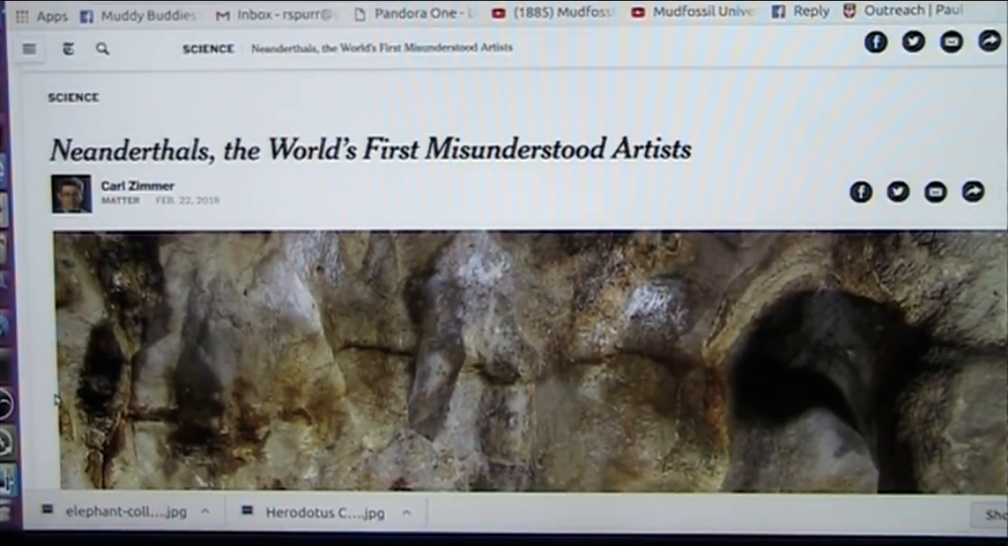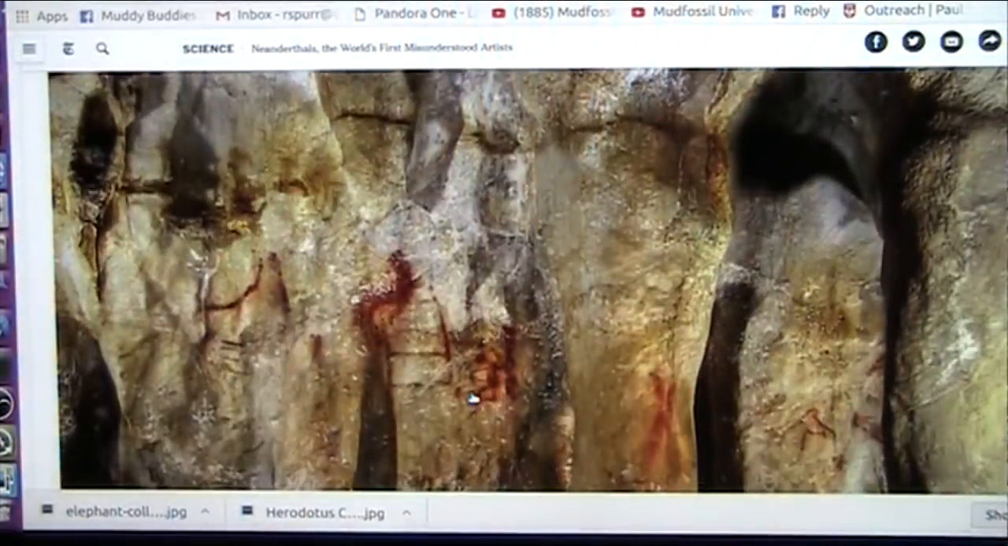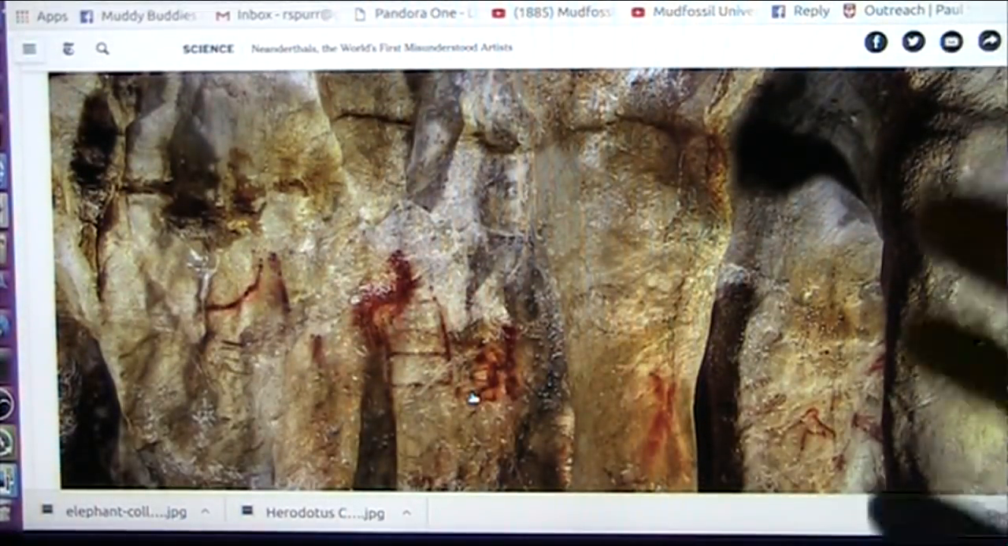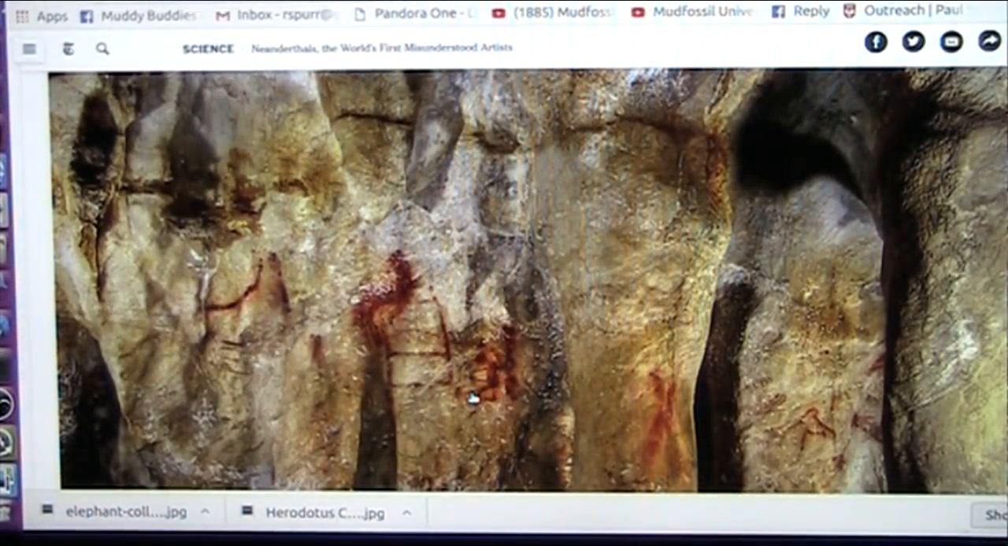mud fossil people, questioning whether or not this was something to do with cave art and what the whole story behind this is. So I'm going to try to explain this to you. This is where they're looking at the Neanderthals and they're thinking that they're very sophisticated cave artists, which they did fabulous work. Now, what they're looking at here is blood.